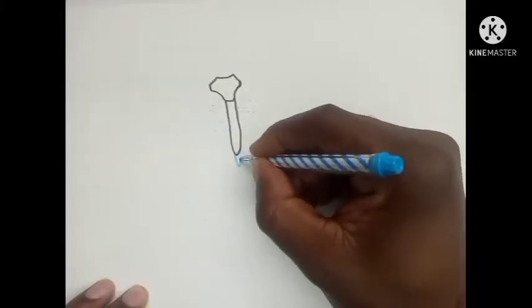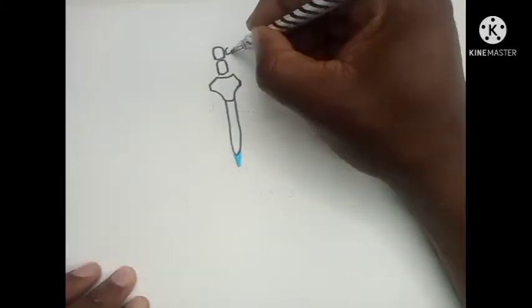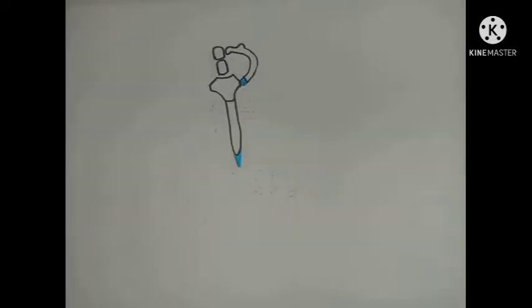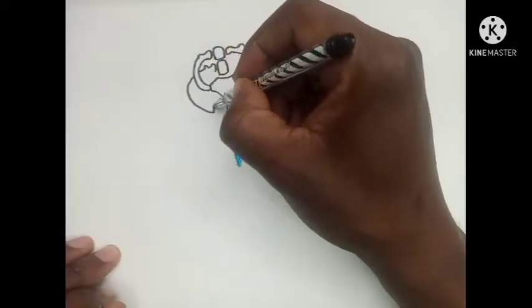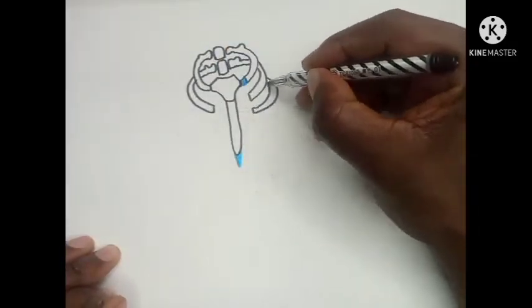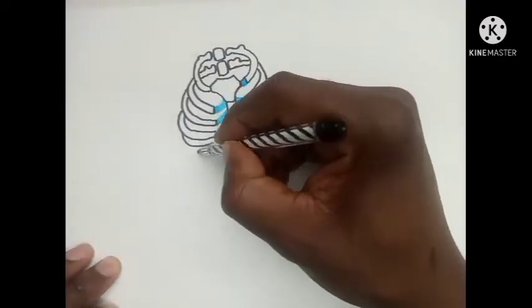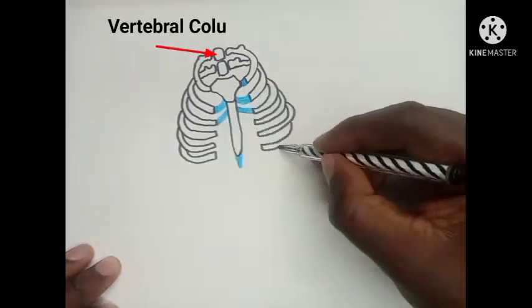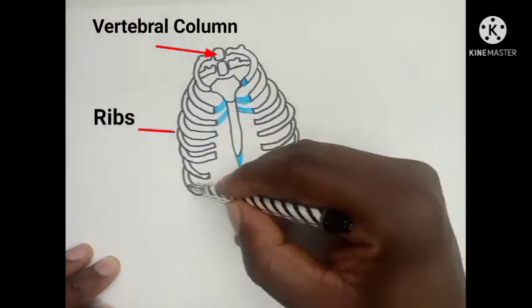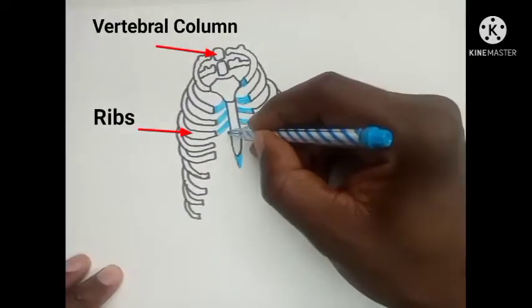The thorax is the region of the body that's found in between the neck and the abdomen. It is flat in front and back, and it is rounded at the sides. Its framework is what we call the thoracic cage, which is made posteriorly by the vertebral column, laterally by the ribs and the intercostal spaces.